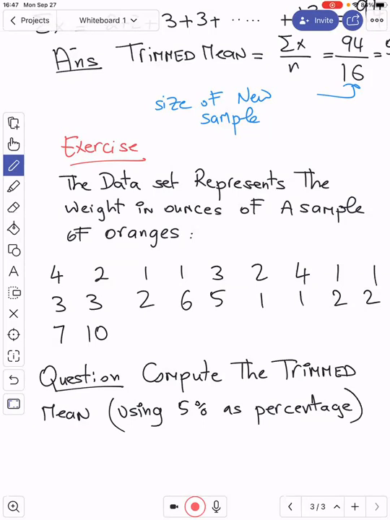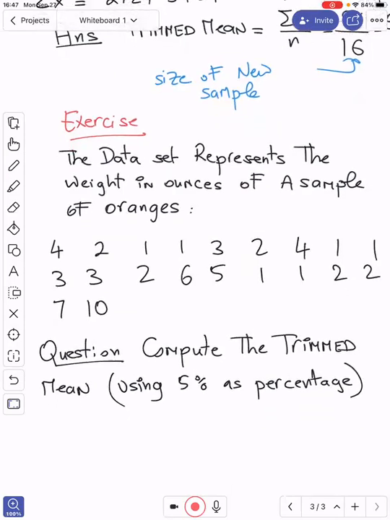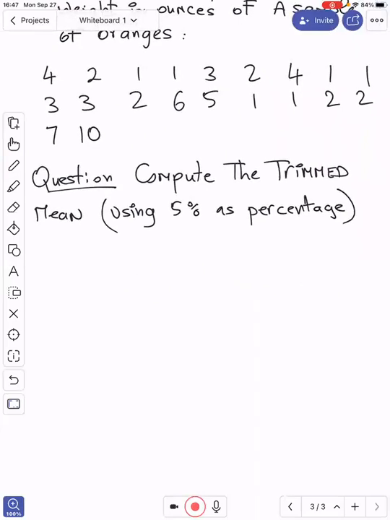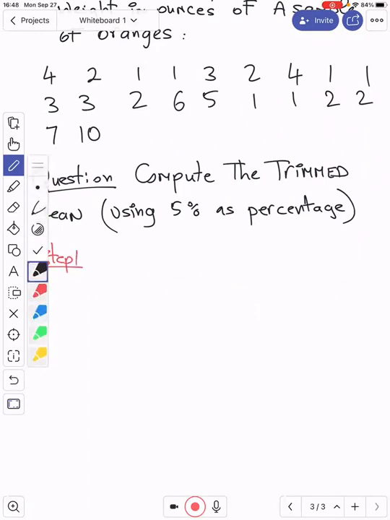All right. Okay, so yeah. Does anyone need more time? All right, so let's do this. As a first step, we need to order the data values.